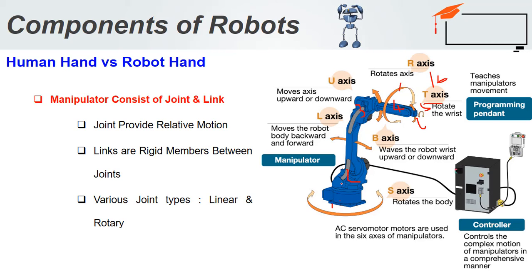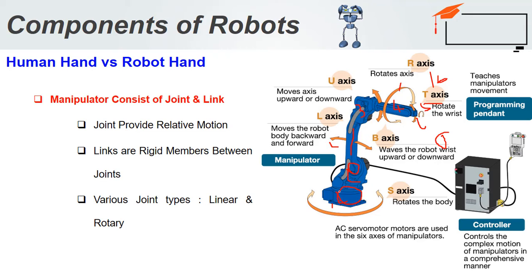And then the joint provides the relative motion. By controlling the angular position of the joint, I can reach a particular position in space. The joint provides the relative motion to achieve the desired position in space. Links, this is the link, this is what we call a link, or the rigid member between the joints. And the link motion is controlled by the joint angular motion.